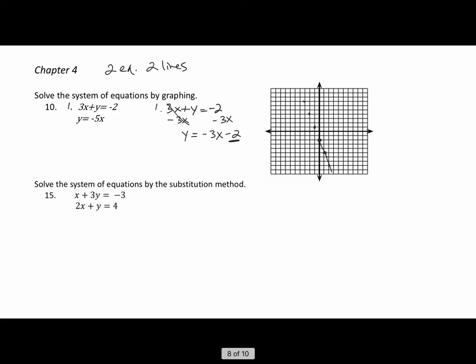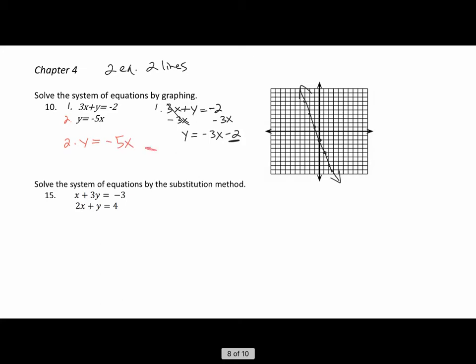And then I'm going to connect those together in the line that continues forever and ever. So then I need to graph the second line. So the second line, y equals -5x. And that's kind of sloppy. There we go.